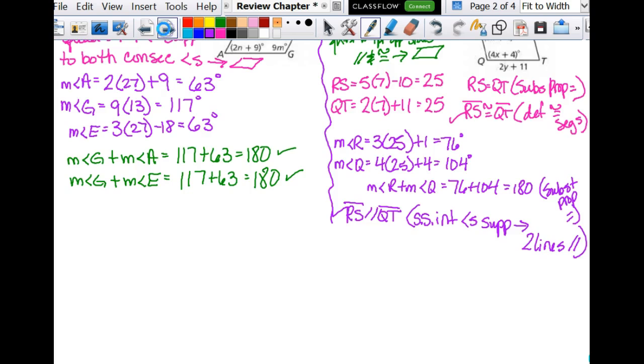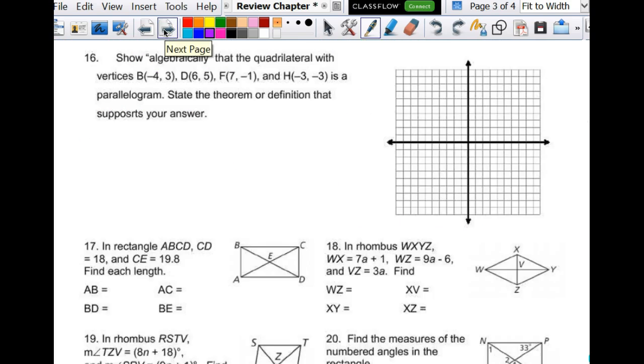All right. So another one, show, but we're going to do this the short way. Show algebraically that the quadrilateral with these vertices is a parallelogram. Okay, so I'm going to start by graphing this. B is at -4, 3.